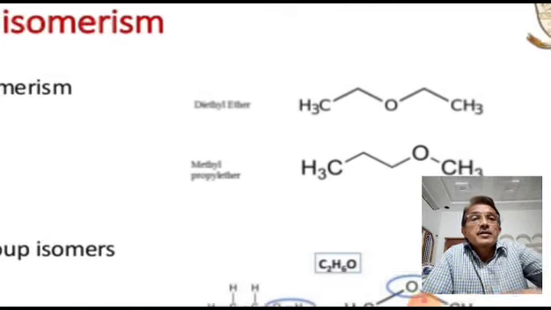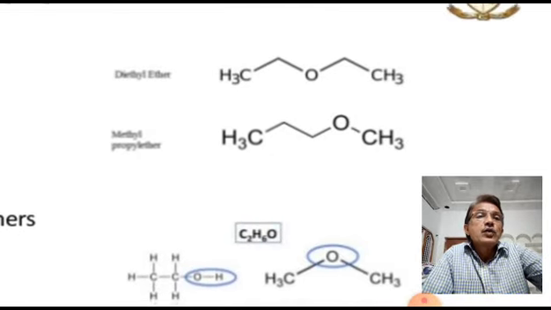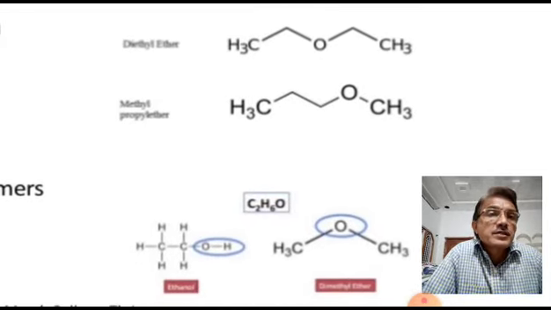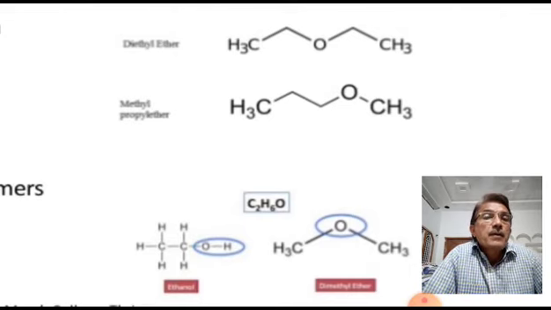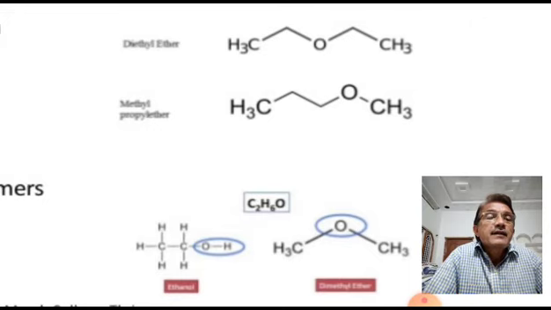There are two metamers for the compound containing 2 carbon atoms, 6 hydrogen atoms, 1 oxygen atom. It means a compound having molecular formula C2H6O may have two metamers. They are diethyl ether and methyl propyl ether. Metamers contain different alkyl groups. Metamers differ in the alkyl groups attached with oxygen.